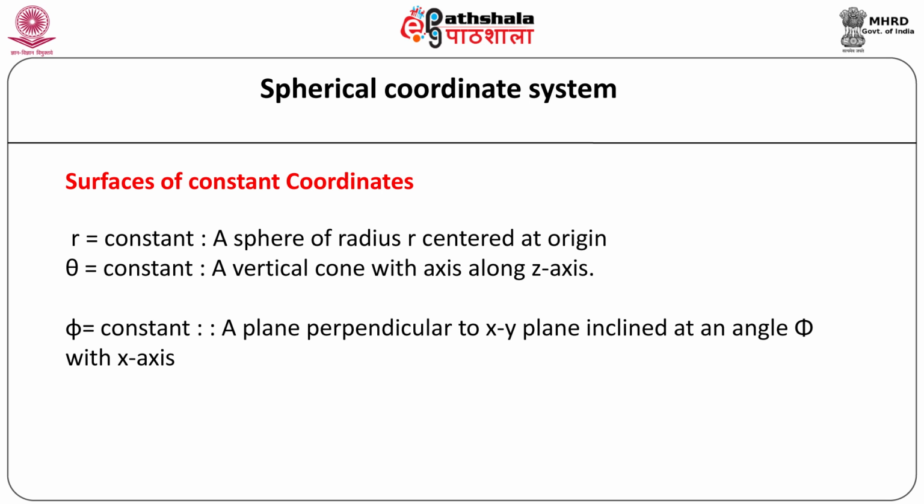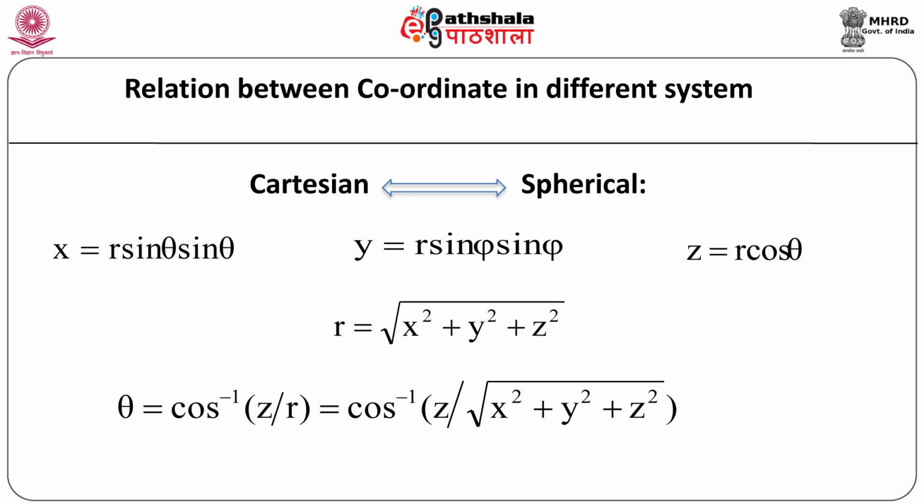In this system, for constant value of r, we obtain a sphere of radius r, while constant values of theta and phi generate a cone and a vertical plane respectively. Relation between coordinates of a point in rectangular and spherical system can be obtained using simple trigonometrical manipulations.